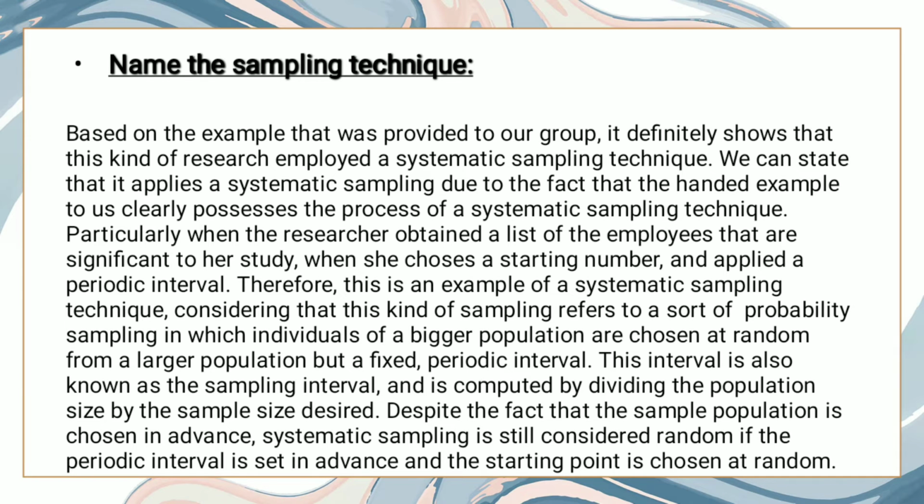Therefore, this is an example of a systematic sampling technique, considering that this kind of sampling refers to a sort of probability sampling in which individuals of a bigger population are chosen at random by a fixed periodic interval. This interval is also known as the sampling interval and is computed by dividing the population size by the sample size desired. Although the sample is chosen in advance, systematic sampling is still considered random if the periodic interval is set in advance and the starting point is chosen at random.